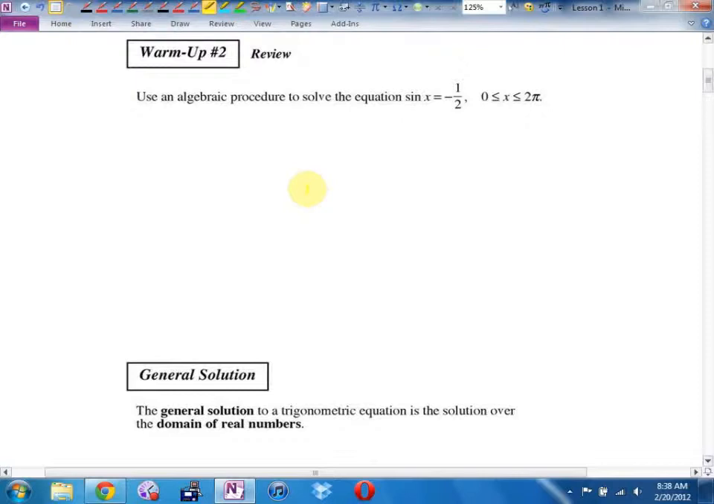Number 2 says, review, use an algebraic procedure to solve this equation here. We should be able to do this as an exact value. How do I know this is an exact value? Just by glancing at it. Tyler, do I have a triangle with a 1 and a 2 in it? Then I can find the reference angle using special triangles.